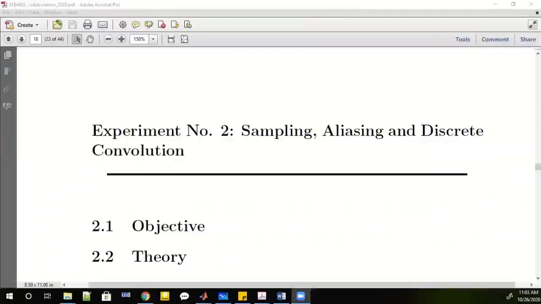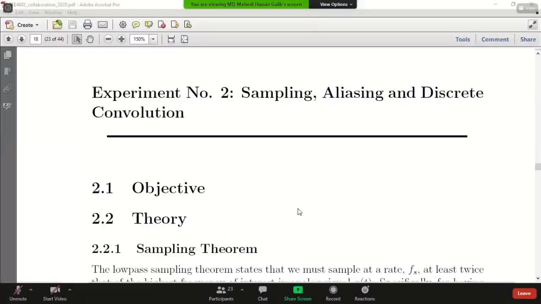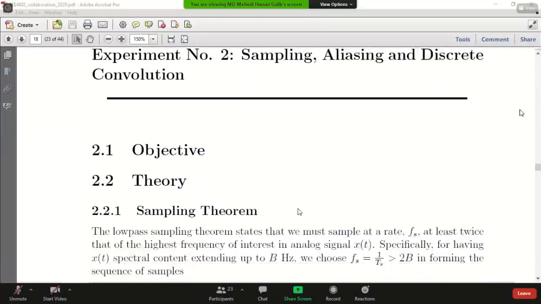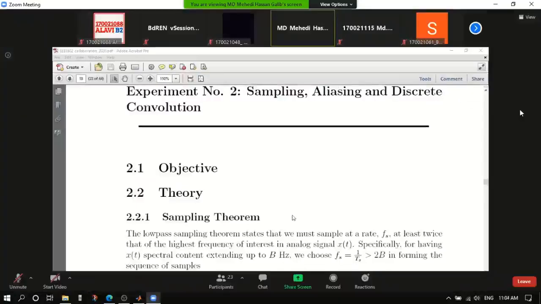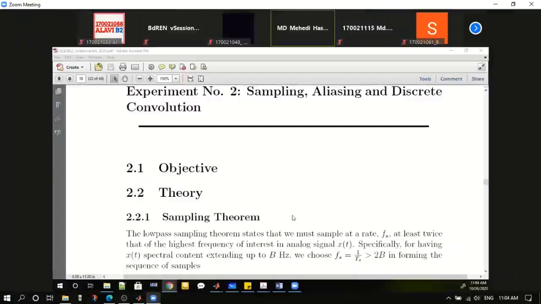Assalamu alaikum. Today we will start the second lab, that is sampling, aliasing and discrete convolution. So first topic is what is sampling and why do we need sampling?